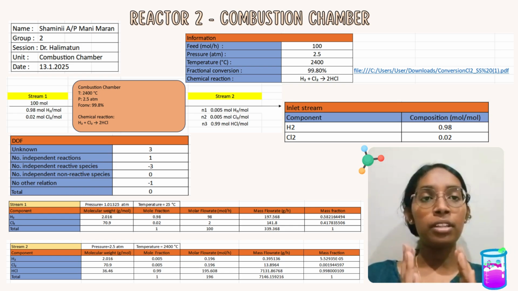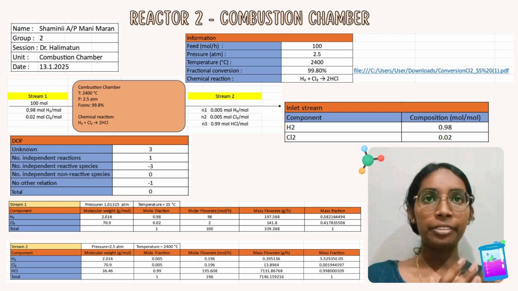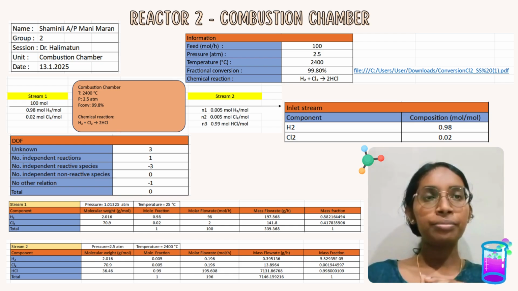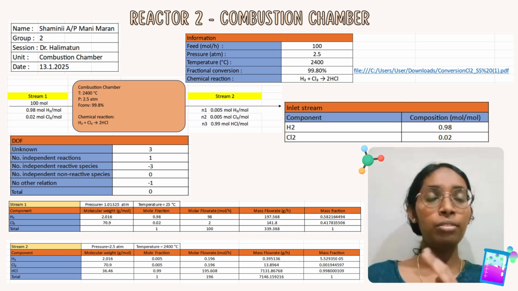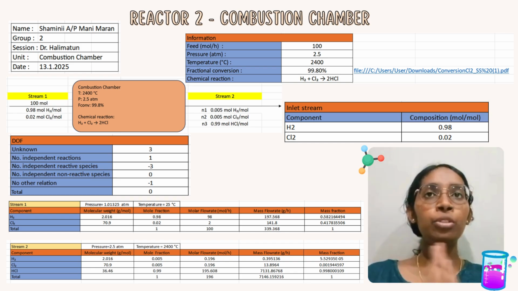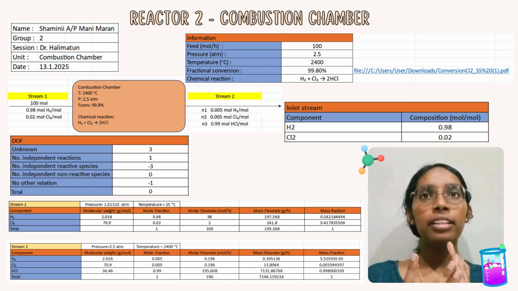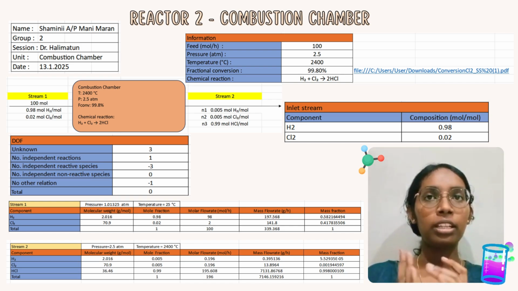The combustion chamber has two streams, stream 1 and stream 2, which are the inlet and outlet. The inlet stream has two components, H2 and Cl2. The H2 has a composition of 0.98 and the Cl2 has a composition of 0.02. Stream 2, the outlet stream, has three components, H2, Cl2 and HCl. The purpose is to find the molar flow rates of stream 2, N1, N2 and N3 for H2, Cl2 and HCl.